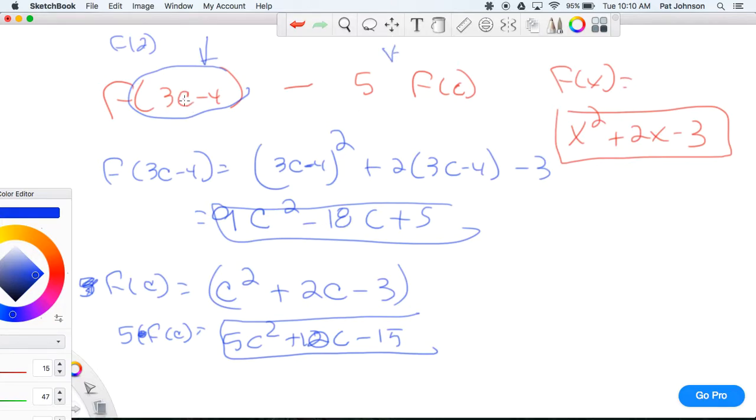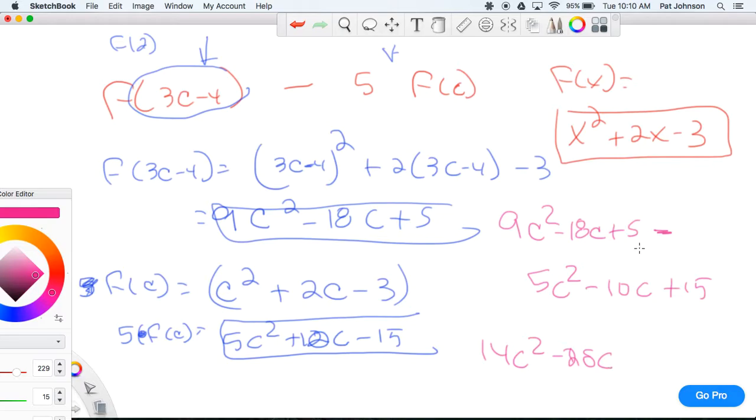So now I simply take this, which is 9c squared minus 18c plus 5, minus everything here. So that's going to be 5c squared, I have to distribute that negative, minus 10c plus 15. And then all I have to do is combine like terms. So I get 14c squared, these two are like, so minus 28c. Oh, this is a minus 5. I missed that. So this is actually 4, not 14.